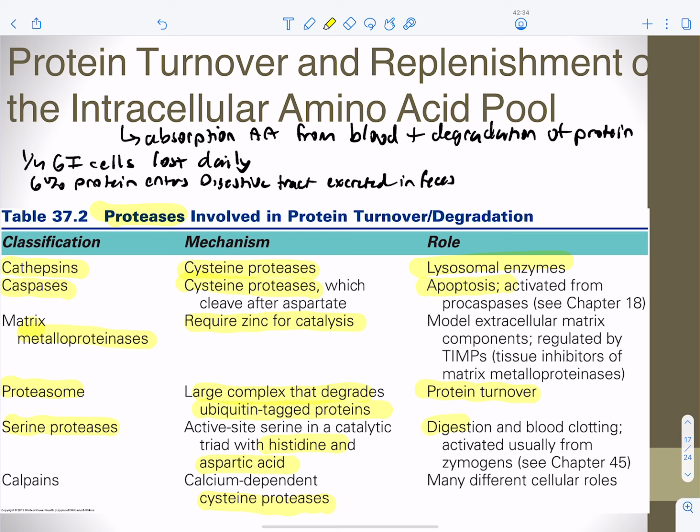Serine proteases are those digestive proteins we just talked about, as well as blood clotting proteins. And calpains have a variety of roles within the body.